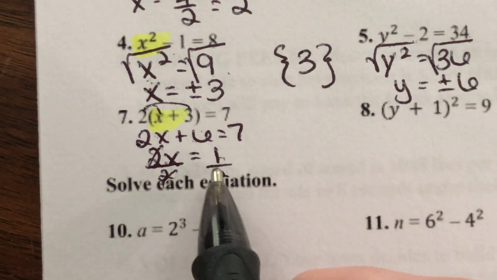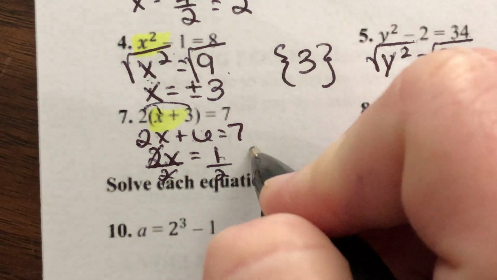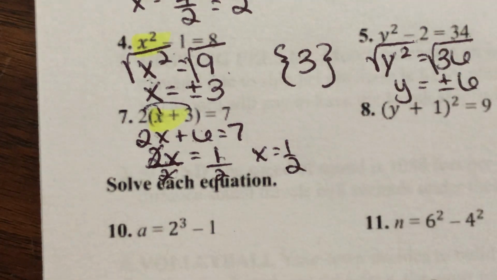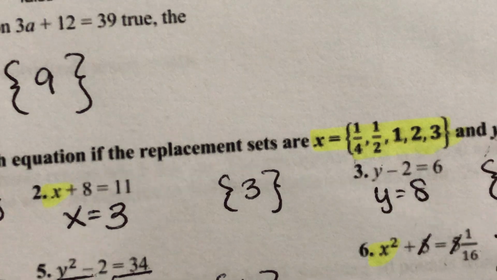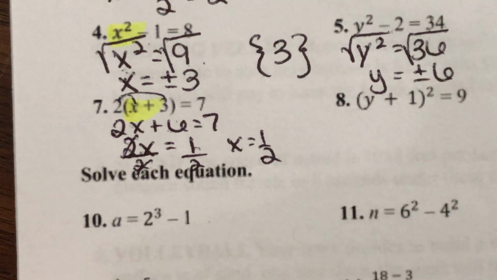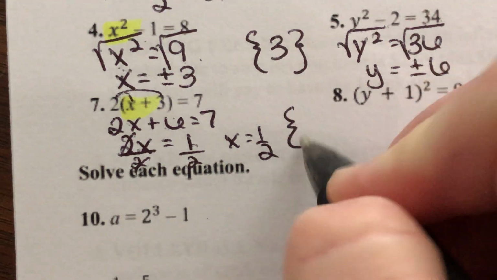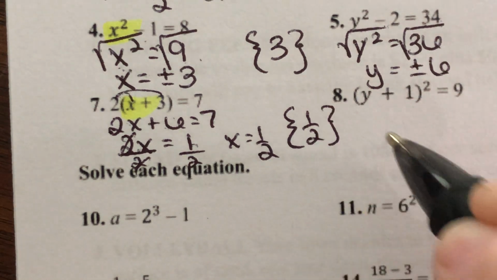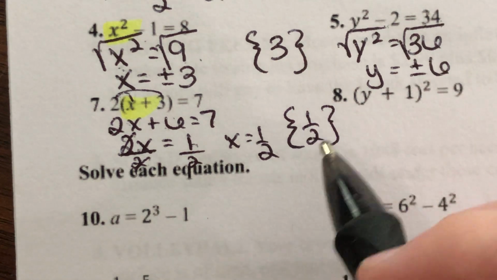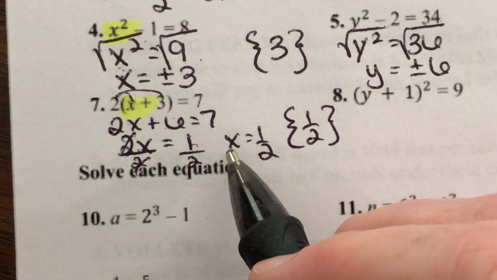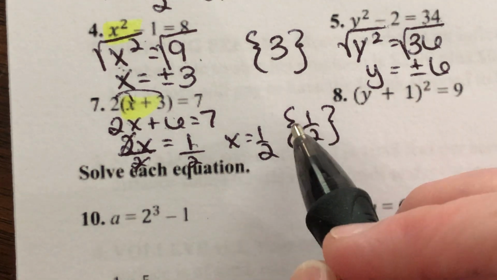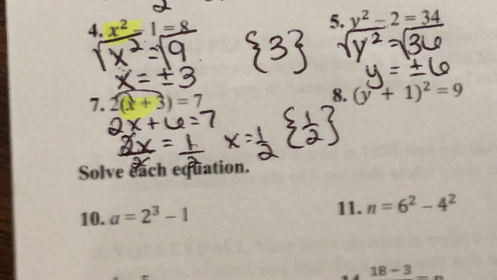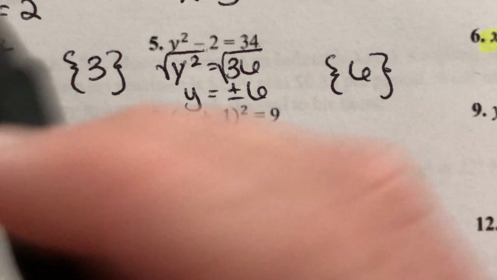So if you notice, my answer is actually going to be a fraction. x equals 1/2. And was that one of my answer choices for x? Yes, positive 1/2 was, so I can put that in squiggles. When you're writing it in this solution set notation, you don't write x equals. Just literally whatever it equals that's part of your choices, you just put that number inside squiggles. Okay, so we're done with the x's.